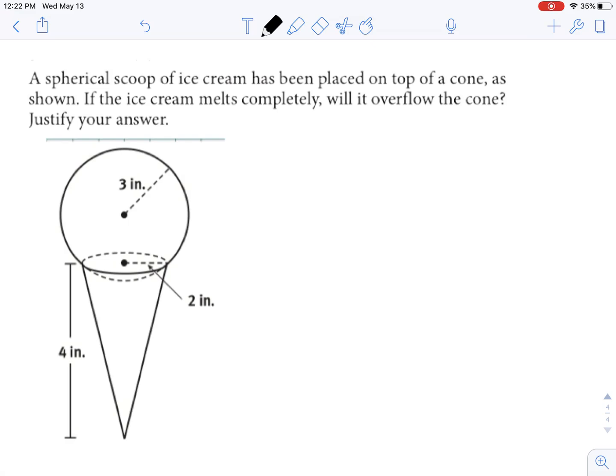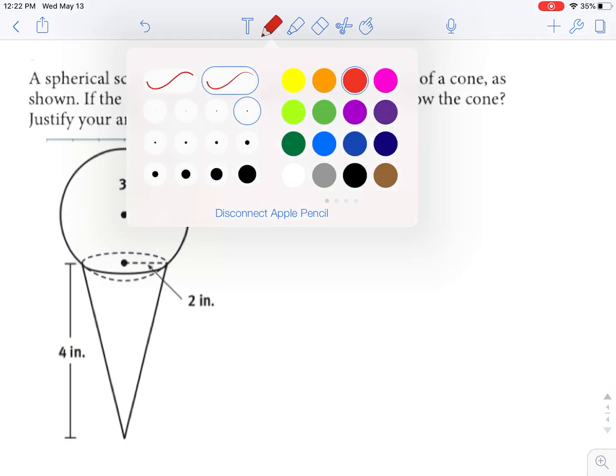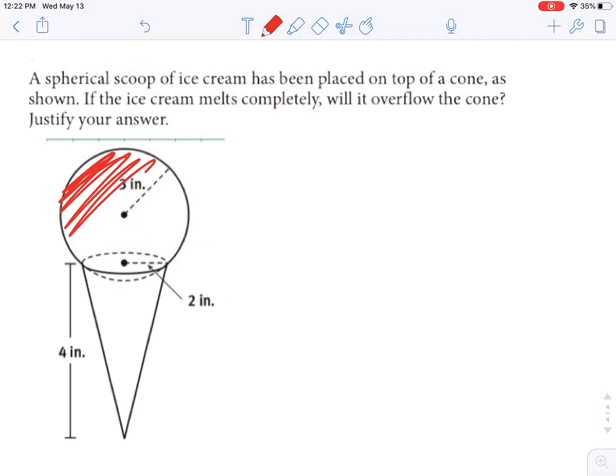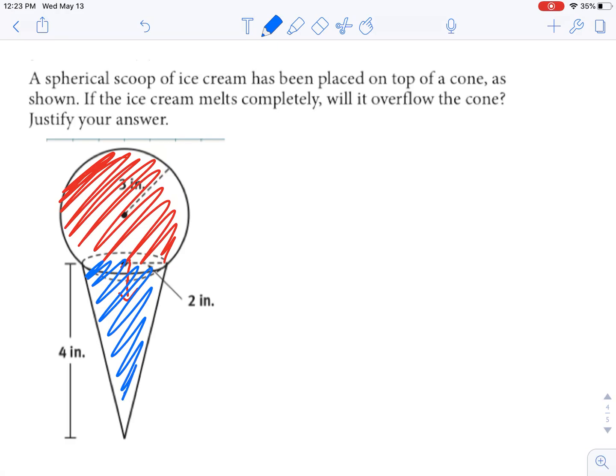Once you've had a chance to try that problem, and hopefully you pause the video to do that, let's look at one more quick application. A spherical scoop of ice cream has been placed on top of a cone as shown. If the ice cream melts completely, will it overflow the cone? So ultimately what we're trying to figure out is, if this ball of ice cream were to completely melt, and when it melts, we're going to assume that it's going to fall down inside this cone here. Will it fill up this cone? And will some of it go on outside of it?